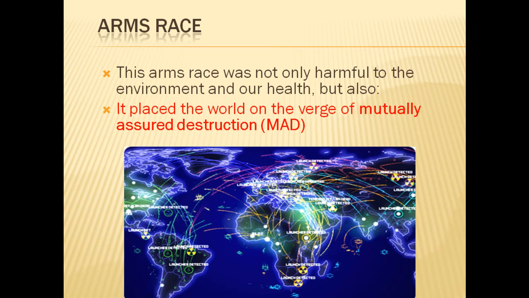The arms race was not only harmful to the environment, as that radiation cloud demonstrated, but also our health. Also, it placed the world on the verge of mutually assured destruction, otherwise known as MAD. In other words, if any side, either the US or the Soviet Union, decided that it was going to use nuclear weapons, the weapons were so powerful that it pretty much guaranteed that we would both be destroyed.